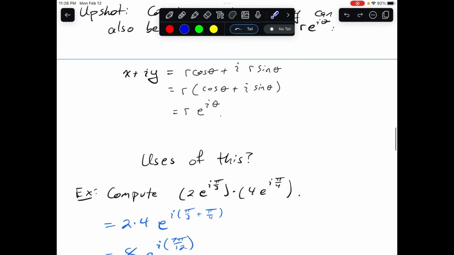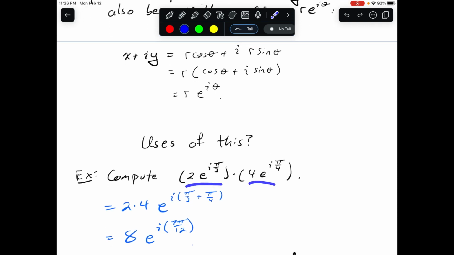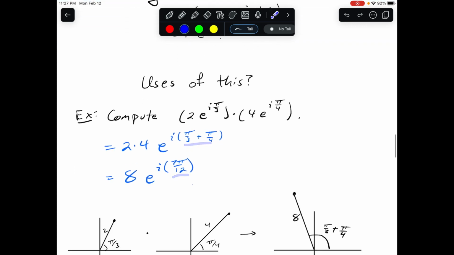All right. So for example, if you wanted to multiply 2 numbers like this, 2 e to the i pi thirds times 4 e to the i pi fourths, you can basically just multiply the magnitudes, the distance from the origin, and because of exponent rules, you're basically just adding the angles right here. So e to the i pi thirds times e to the i pi fourths, just by exponent rules, you end up getting this. And so if you add the angles, you just get 7 pi twelfths.